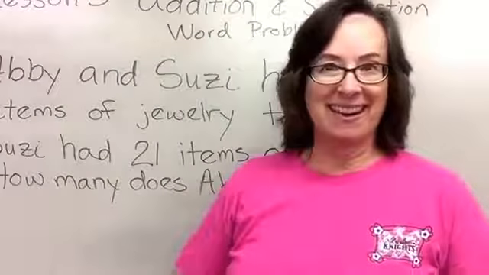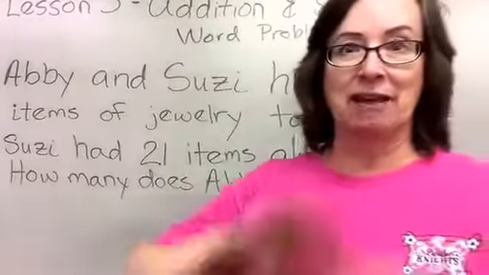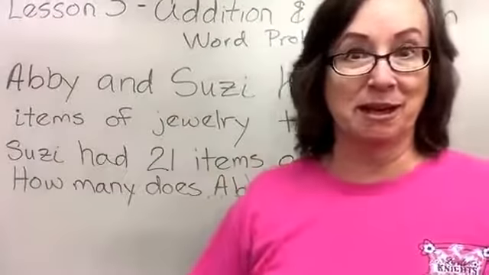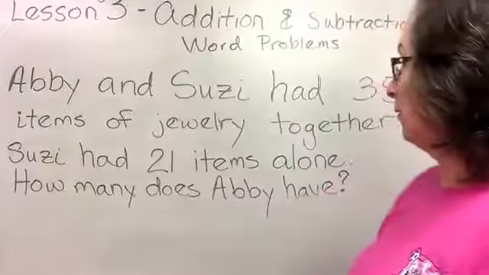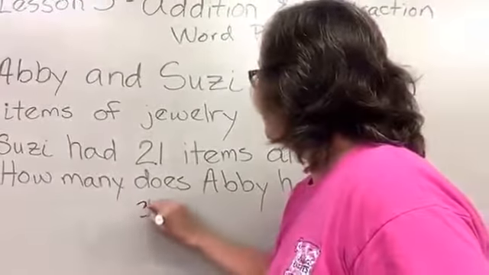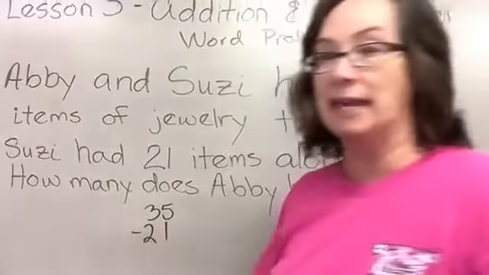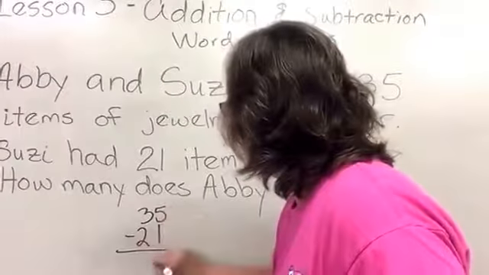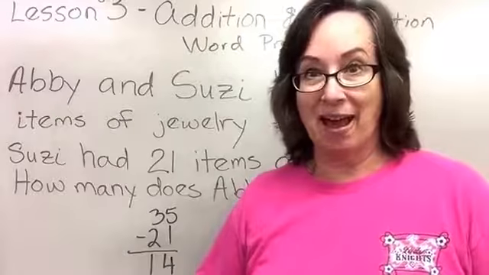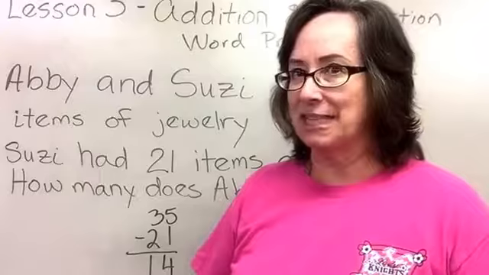So here we are separating the stash, aren't we? We started out with Abby and Susie counting all of their jewelry together, and then Susie counted her items by herself. So this is a subtraction problem, isn't it? We're going to take the 35 items that they had all together. We're going to take away the items that Susie had, and then we will learn that Abby has 14 pieces of jewelry by herself. And that is the end of addition and subtraction.